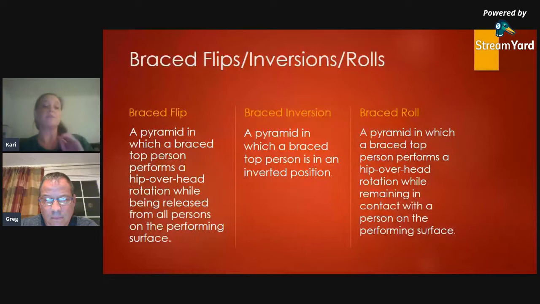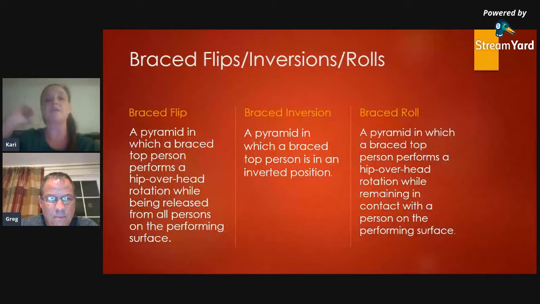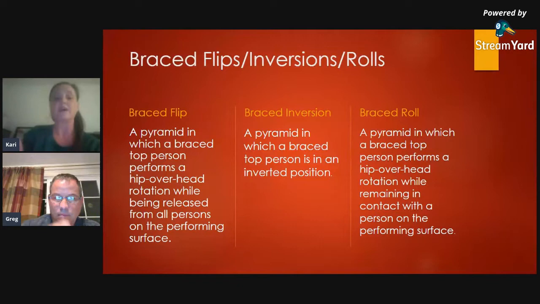A braced inversion, if you're just saying inversion, is a pyramid in which a braced top person is in an inverted position. So this could be something like one flyer holding another flyer's arm while she's in a handstand on her bases, and then they do a transition after that. It doesn't have to involve a flip or hip over head rotation at all. It could be anytime they're inverted and touching another flyer. Again, it's flyer to flyer. That's what a bracer is, but they're just in an inverted position.